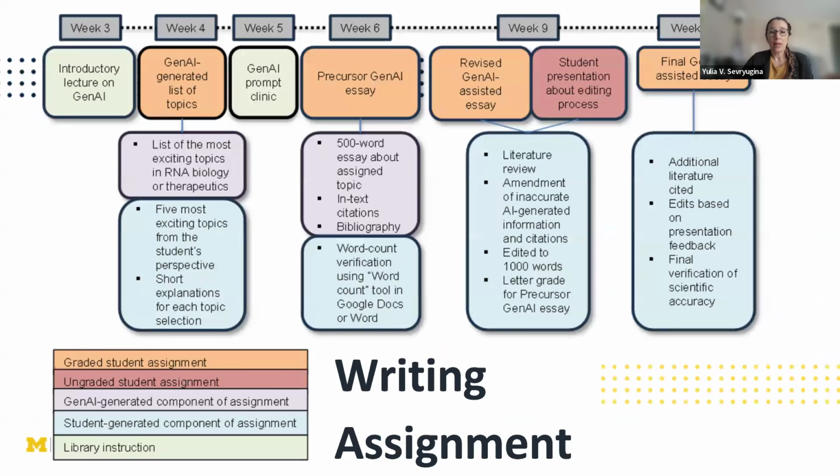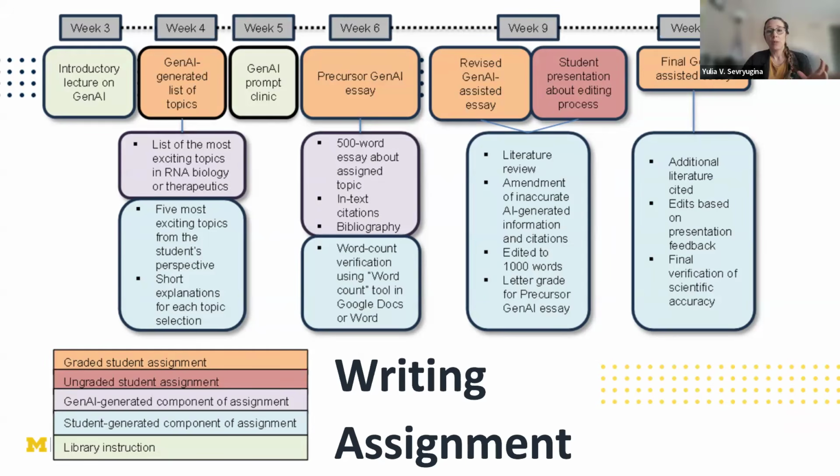And here is a timeline for how this assignment develops. It really develops throughout the entire semester, and my involvement as a librarian is really throughout the entire semester. So I start with an introductory lecture about Gen AI. And after a couple of weeks, I have an additional session specifically focusing on prompt literacy. So if students still have some remaining questions, if they struggle at this point to develop effective prompts, here they have me available to help with that.